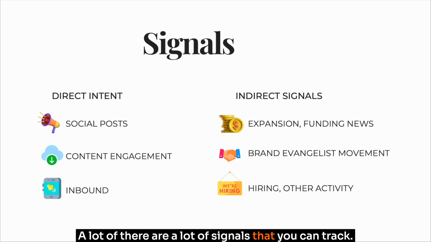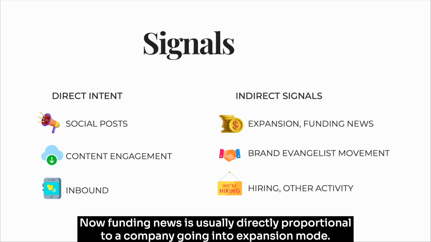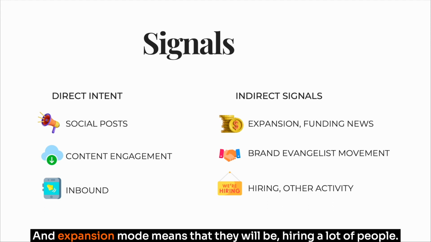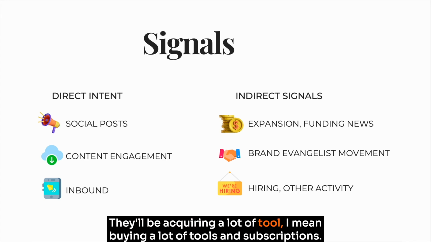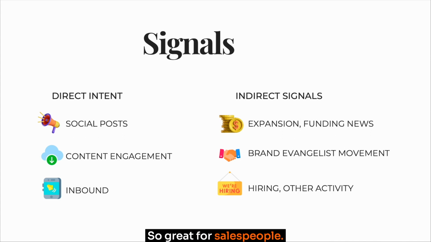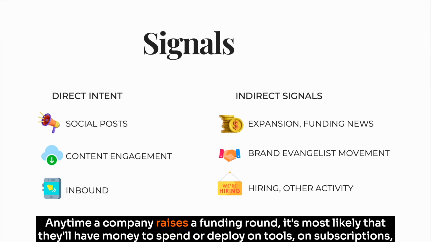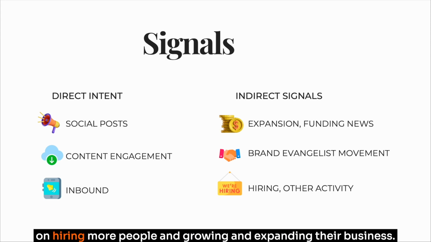There are a lot of signals that you can track. I'll talk about the first one. Now, funding news is usually directly proportional to a company going into expansion mode. And expansion mode means that they will be hiring a lot of people, they'll be buying a lot of tools and subscriptions. So great for salespeople. Anytime a company raises a funding round, it's most likely that they'll have money to spend or deploy on tools, on subscriptions, on hiring more people and growing and expanding their business.